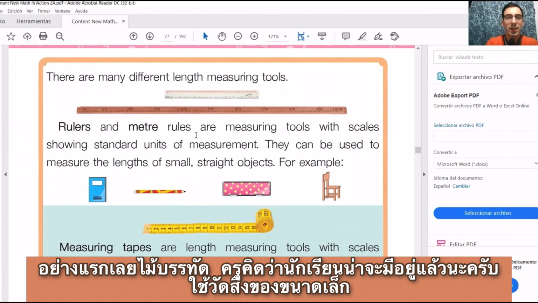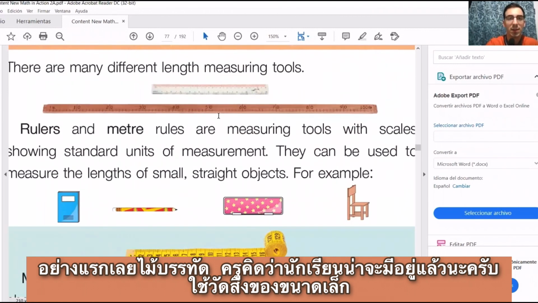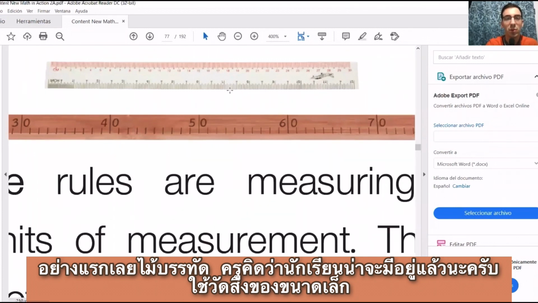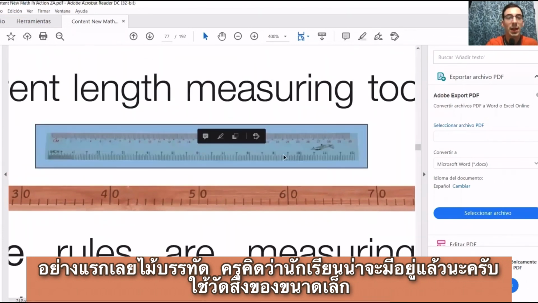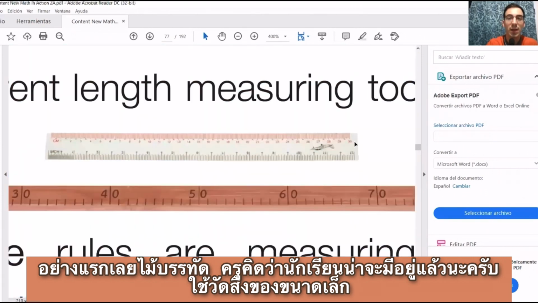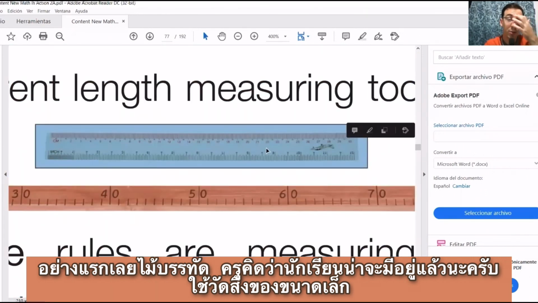The first one is this. It must be familiar to you because you must have one like this at school maybe or at home. Do you know what this is? This is a ruler. Do you have a ruler? I guess you have. I know you have. Perfect.